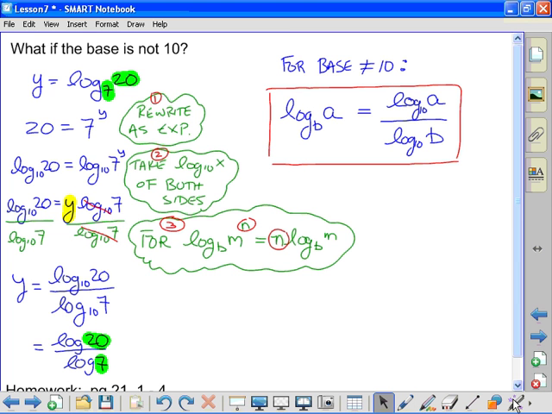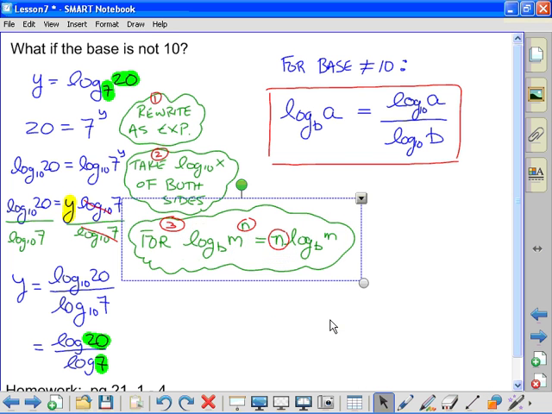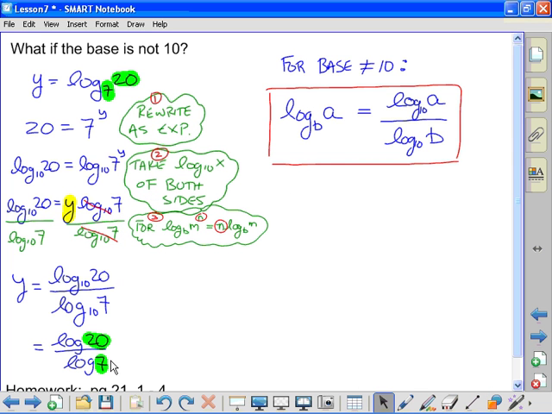All right, a couple of examples with this. It's going to be solve or calculate. So the first one, if I tell you that y equals log base 12 of 45, you can't use your calculator to do this directly, but it's the same as log 45 over log 12.